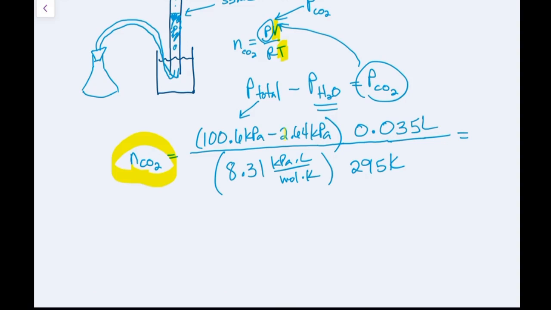If I don't subtract the amount of evaporated water from the total pressure, then what I'm really calculating when I get my answer is not the number of moles of CO2, it would be the number of moles of total gas in the tube. So it makes our answer a little bit less accurate.